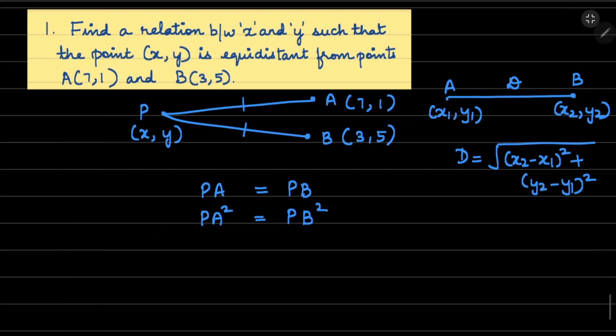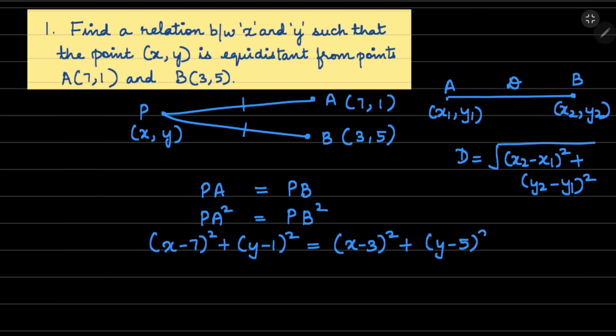So you can write it as P minus A or P minus B. If it is P minus A, wherein you are considering (7, 1) as x1, y1, and x2, y2 is nothing but x, y, you can write (x minus 7) the whole square plus (y minus 1) the whole square. There will not be any square root because you have already squared it, equal to (x minus 3) the whole square plus (y minus 5) the whole square.